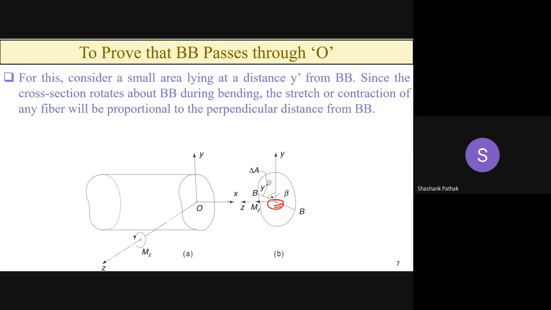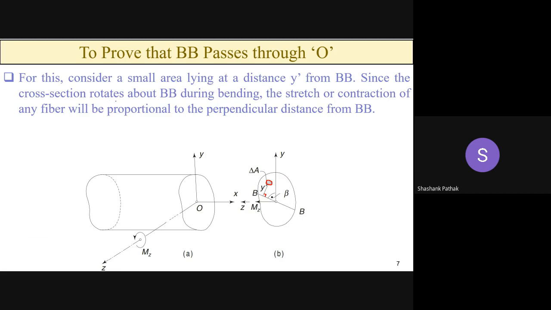So we want to first prove that thing, that it will pass through. So for this, consider a small area lying at a distance y from BB. So how to prove that? Let's go step by step. So we have taken a small area, which is lying at a distance y prime from BB. This is 90 degree. So we have taken vertical distance.